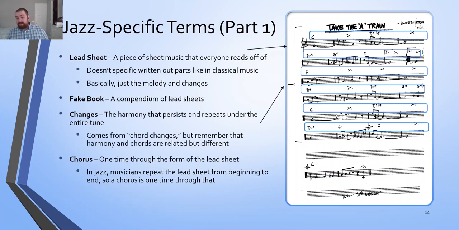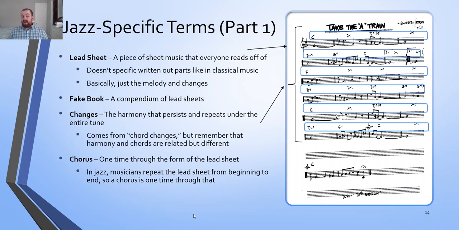So musicians repeat from the lead sheet from beginning to end, and a chorus is one time through that. In a performance, you may repeat this 15, 20 times, right? Sometimes you're playing the melody, sometimes you're improvising a solo, sometimes other things are happening. That's up to the musicians. So a chorus is a way to organize sound in a way that's bigger than phrases, for instance. One time through the form is a chorus.